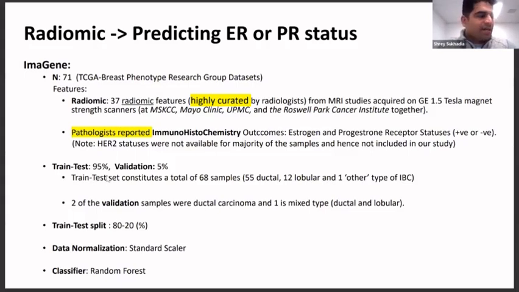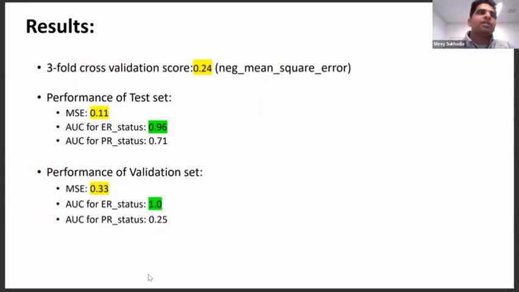We split our dataset into train-test 95% and validation 5%, and basically split the train-test set into 80-20 of train and test. The data normalization was set to scalar, and all these could be set automatically through ImaGene, such that you don't have to spend time coding for these or making a parameter file every time. The classifier we used was random forest, which performed the best. Again, this was tested through a lot of classifiers, like support vectors, MLP, etc. But in the end, we found that random forest did work best for these.